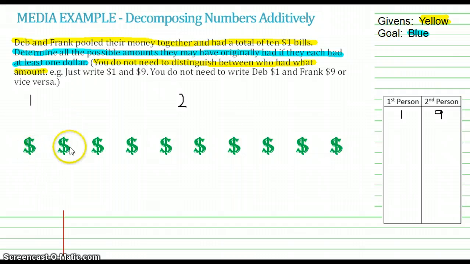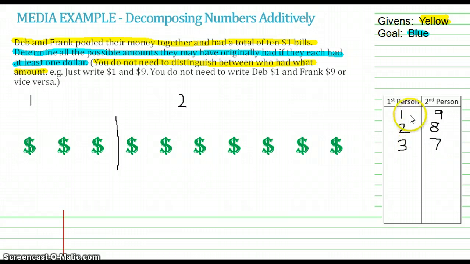Now I'm going to shift to the right and put our partition line here. For this one, the first person has $2 and the second person would have the remaining $8. So we have 2 and 8. Let's continue on. I'm going to put our partition line here. Here we have $3 and here we have $7. So that's a possibility.